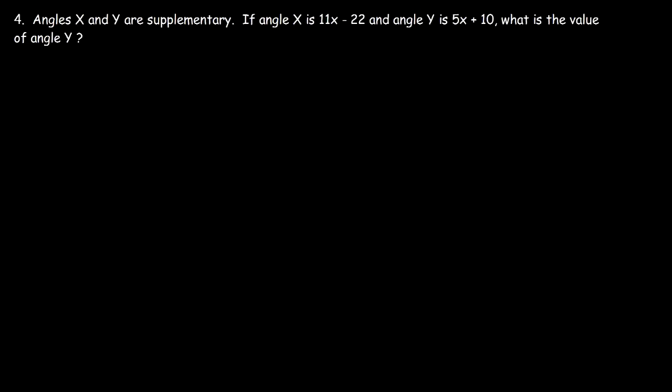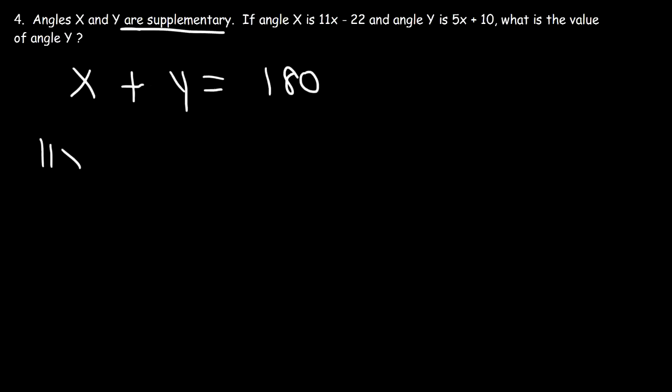Number 4, angles X and Y are supplementary. If angle X is 11x minus 22 and angle Y is 5x plus 10, what is the value of angle Y? So the angles are supplementary, which means that they add up to 180. So X plus Y equals 180. Now angle X is 11x minus 22. Let's not confuse these two letters with each other. Angle Y is 5x plus 10.